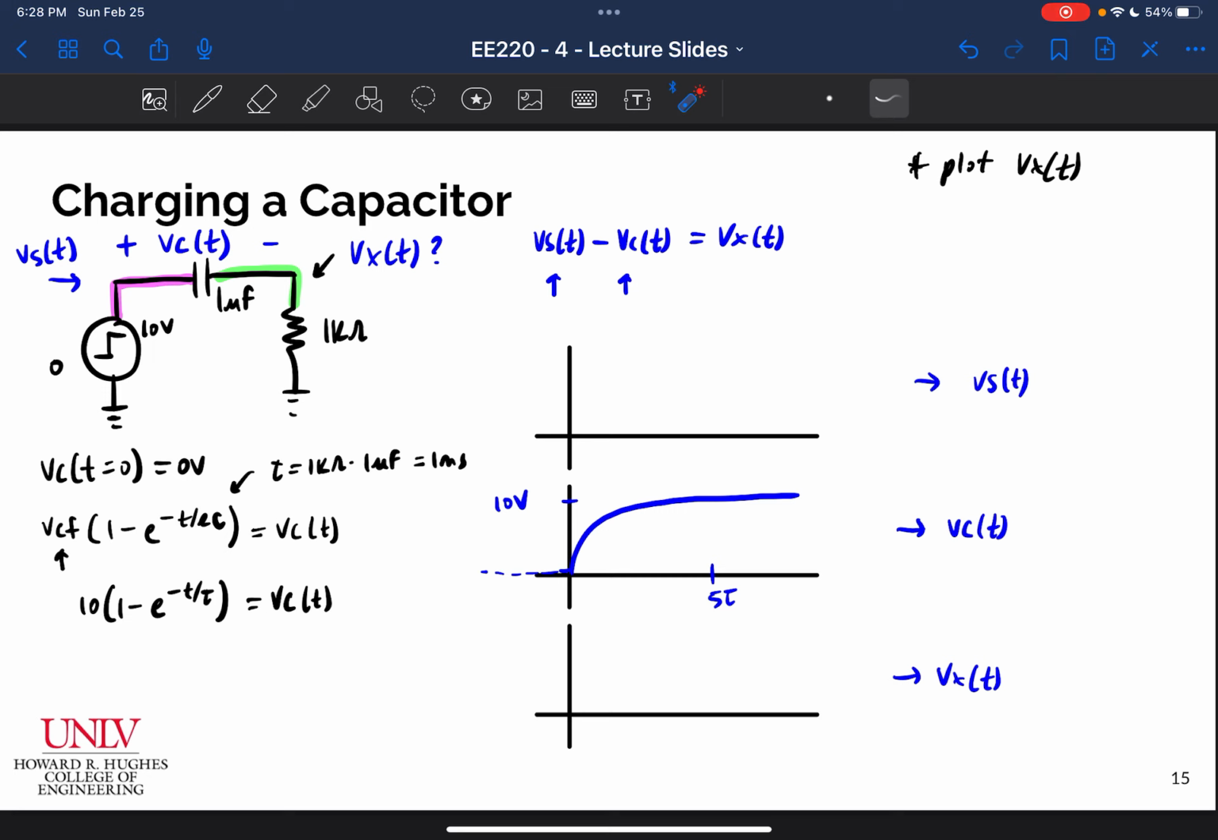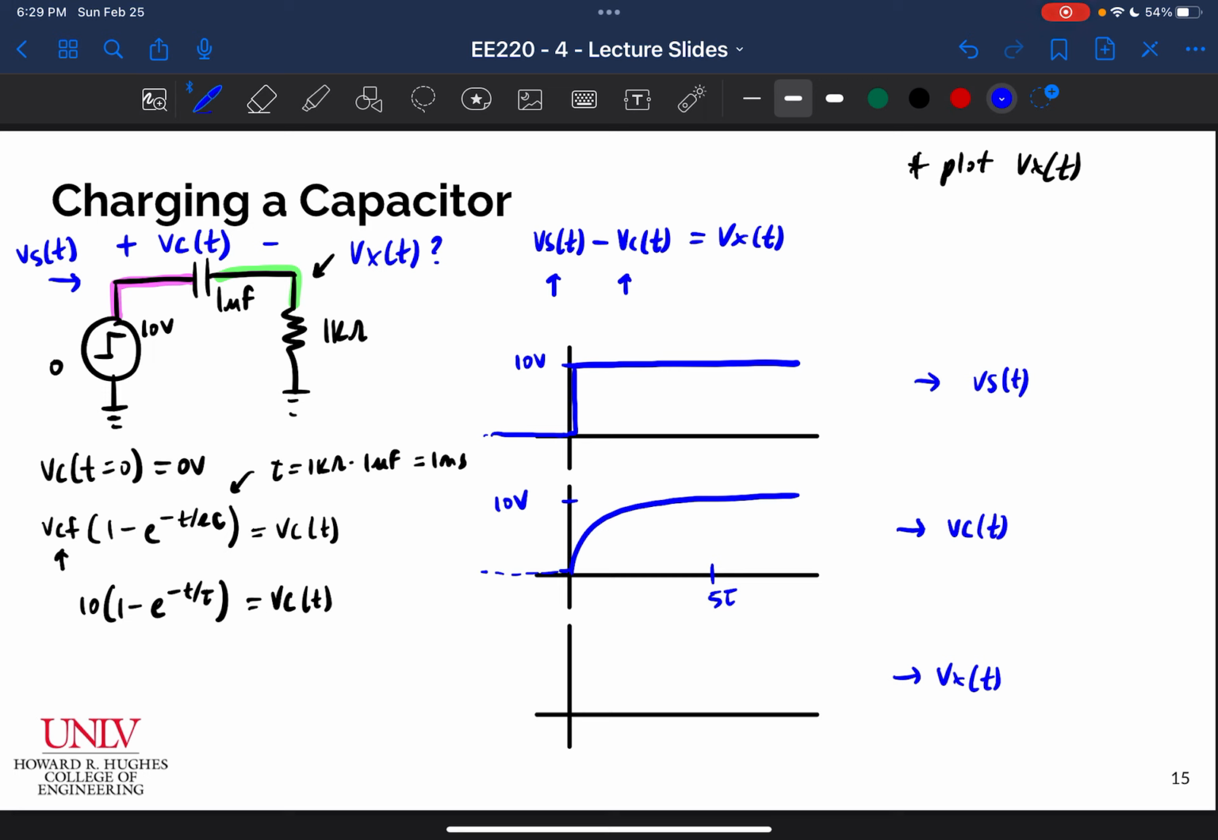Let me pull out my laser pointer. Vs of t is 0, and then at time t equals 0, it pulses high up to 10 volts and just stays there. That's my pulse source. So what it's going to look like is something like this. It's going to be 0, 0, 0, and then at time t equals 0, it pulses right up to 10 volts and then stays there.